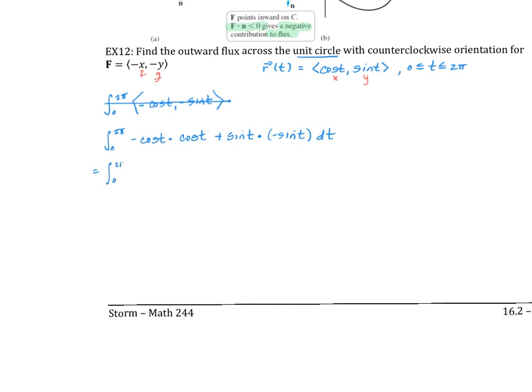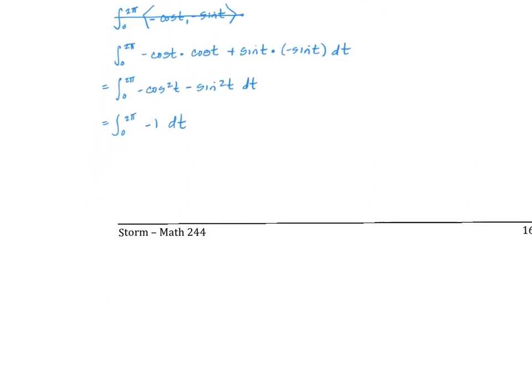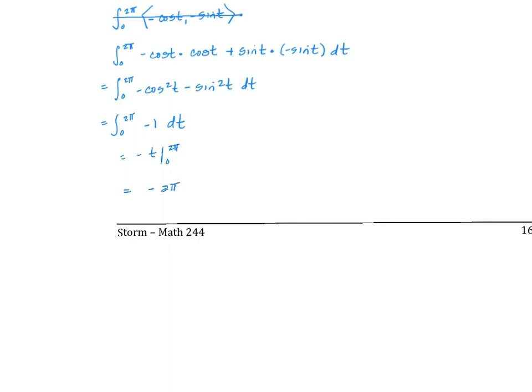So we have 0 to 2 pi. This is going to be negative cosine squared t minus sine squared t dt. In fact, if you factor out the negative, it's cosine squared plus sine squared, which is 1. So this is simply the integral of negative 1 dt. And that's negative t, from 0 to 2 pi. This is negative 2 pi, which is fine.